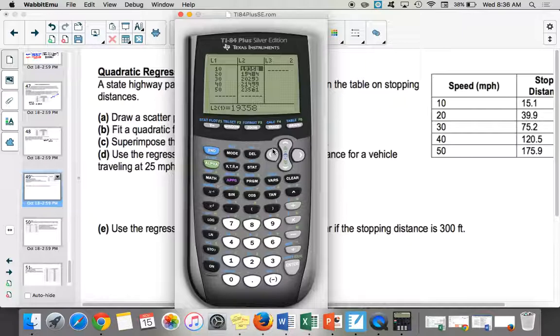Did I just click Stat? Yeah. Mm-hmm. And then we want to put those numbers in.